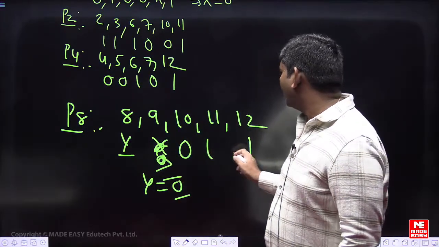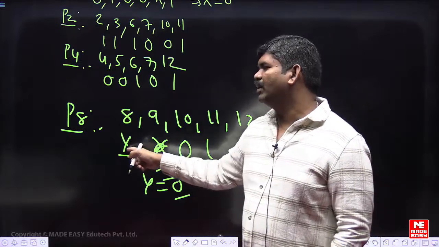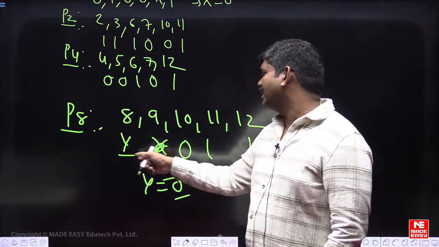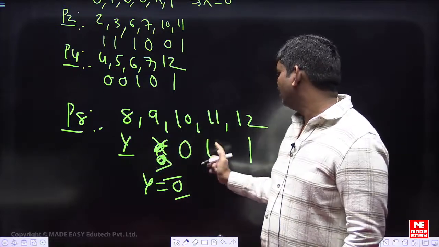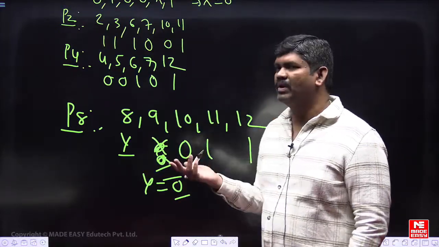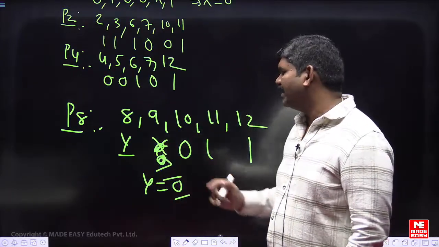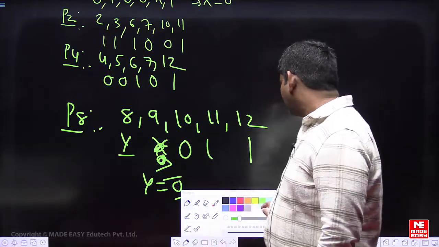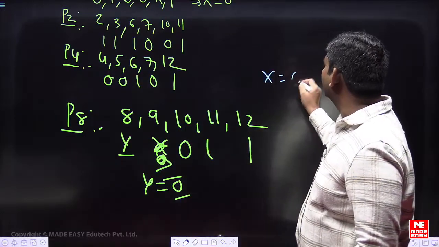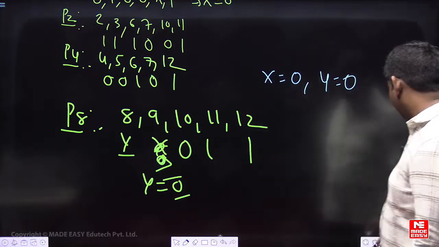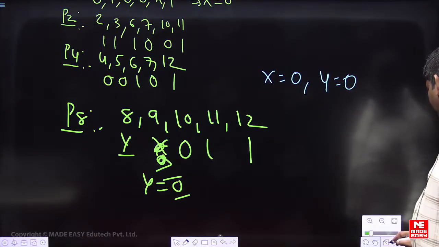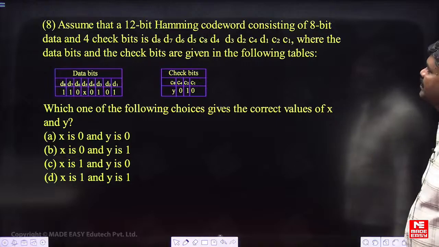So 0, 0, 1, 1 is there. So how much value I have to place for y so that it is going to follow the even parity? If I place here 0, then 0, 0, 0, 1, 1. So 1, 1 means what? 2 is even. So y is going to become 0. So what is the final answer which you got? X is equal to 0 and y is equal to 0. Okay, like that. So this is the answer for this question.